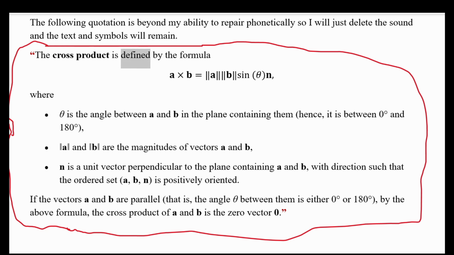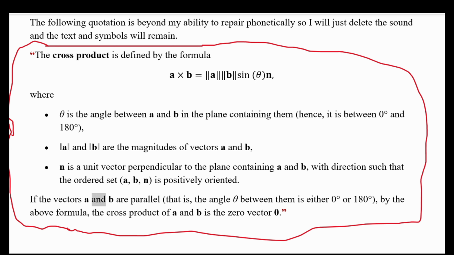The cross product is defined by the formula, where theta is the angle between A and B in the plane containing them, hence it is between 0 degrees and 180 degrees. A and B are the magnitudes of vectors A and B. N is a unit vector perpendicular to the plane containing A and B, with direction such that the ordered set A, B, N is positively oriented.